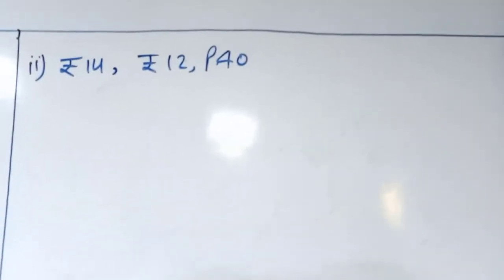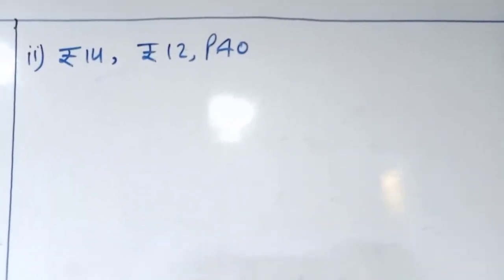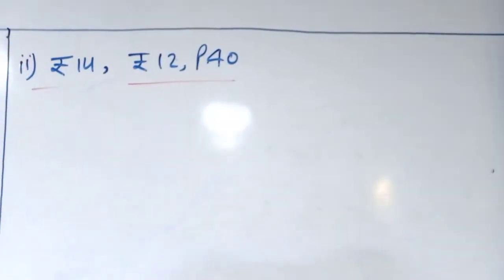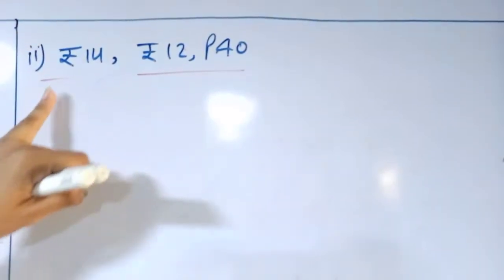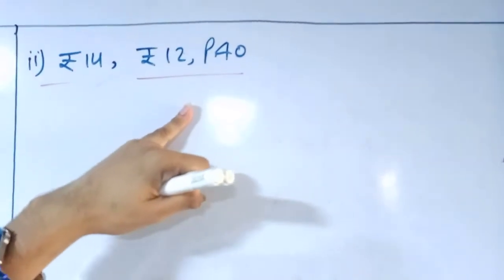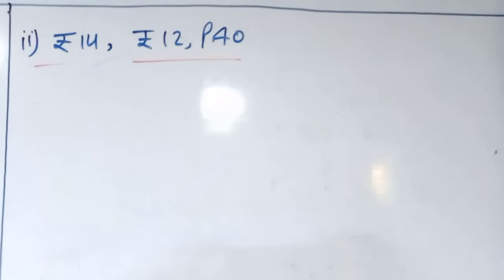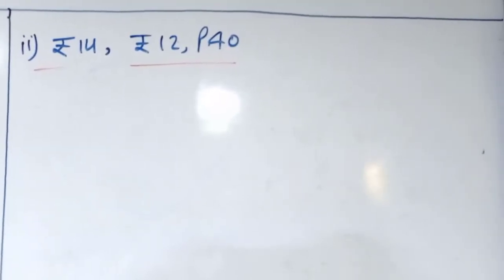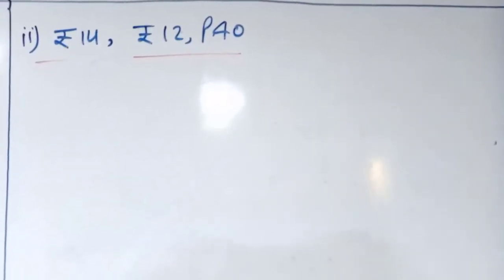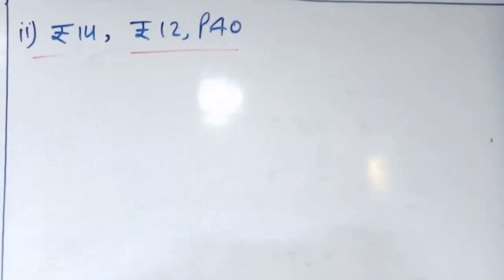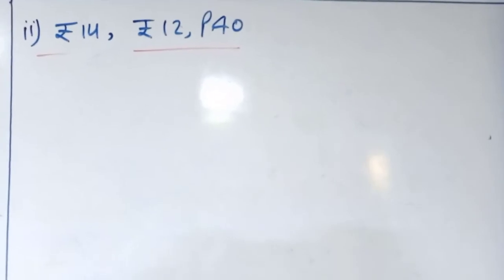14 rupees and 12 rupees 40 paise. So here you can see the two quantities are not in the same unit. We have rupees and paise. So whether we are going to convert paise into rupees or rupees into paise, rupee is a bigger unit as compared to paise. So whenever you have this kind of sum, go for the smaller unit. That could be much easier for us.